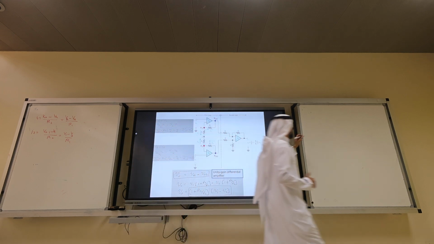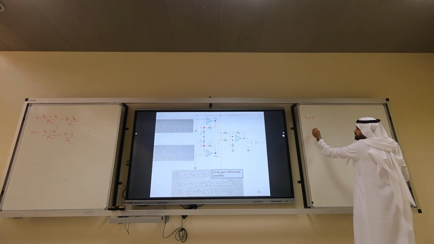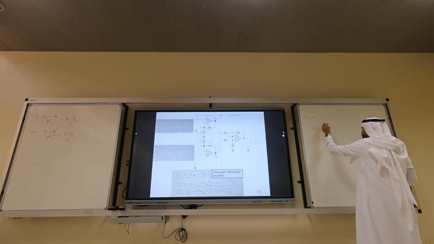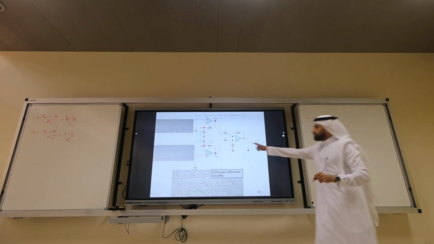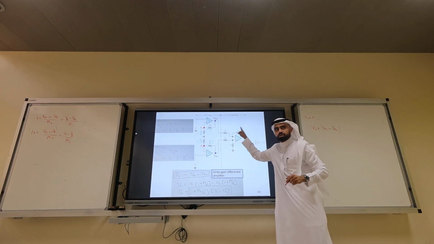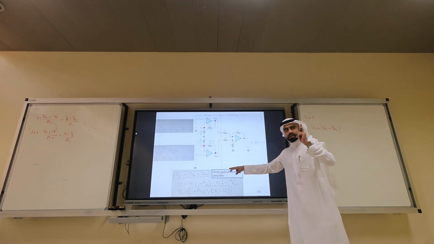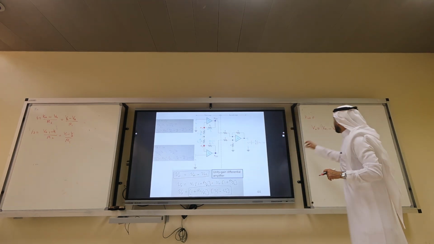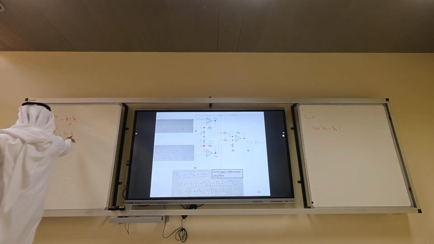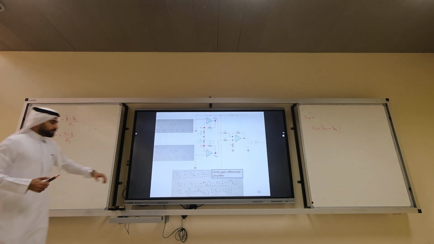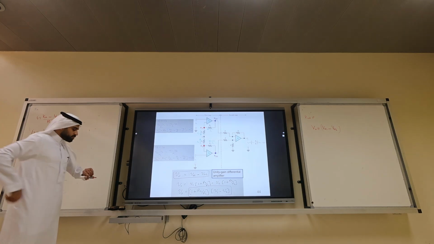What's the output of the second stage? Second stage, V output equals 1 times VO1 minus VO2, because all the R's are equal, are identical. This is what we call unity gain, and gain is 1, differential amplifier. If your goal is to write V output as a function of V1 and V2, your goal is to find VO.